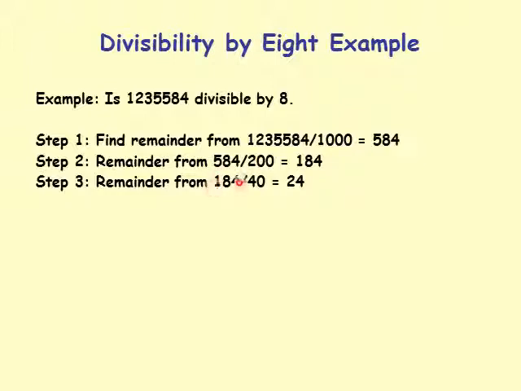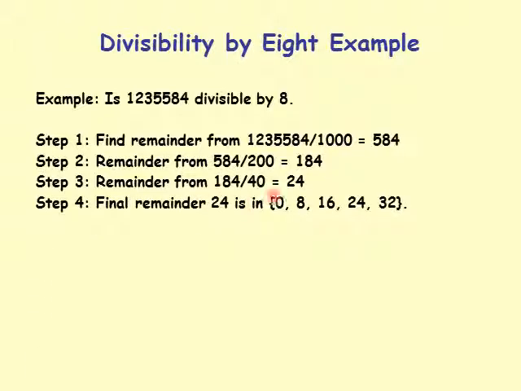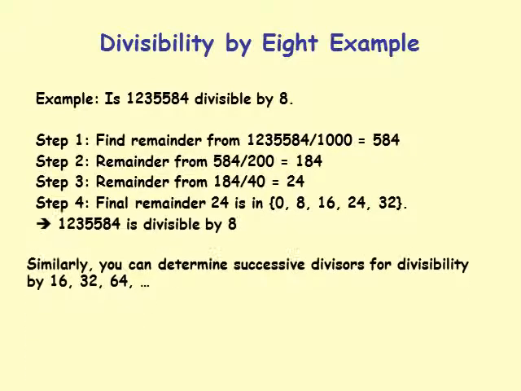Next we divide this remainder by 40. If we take out 40 four times, we have 24 left. So I first divide by 10, then divide 18 by 4, which leaves 2, so the remainder here is 24. 24 is in this list: 0, 8, 16, 24, 32. 24 is divisible by 8. So this number is divisible by 8.